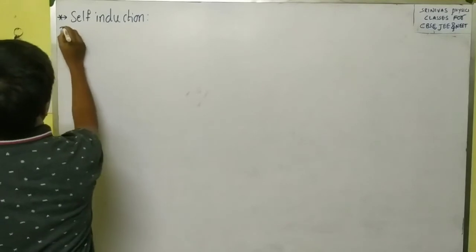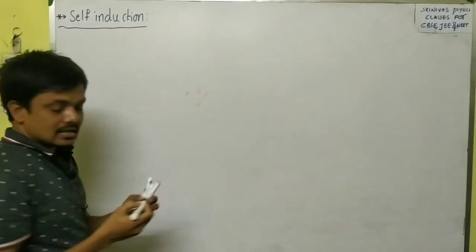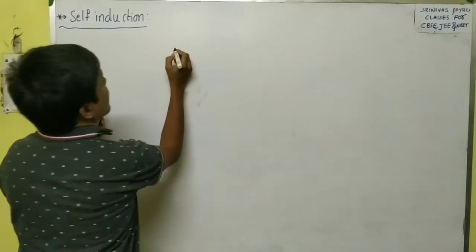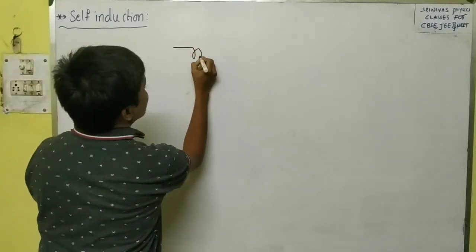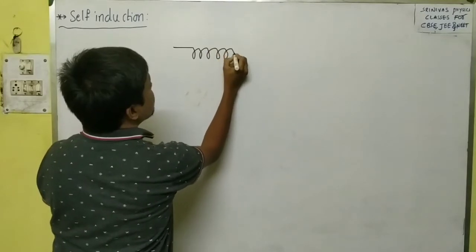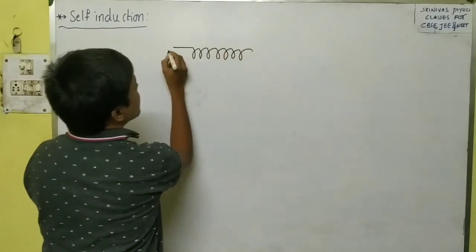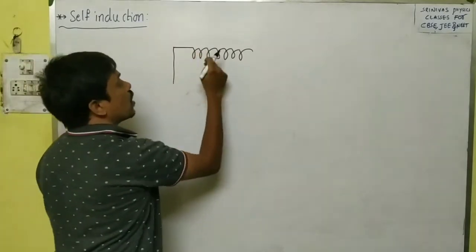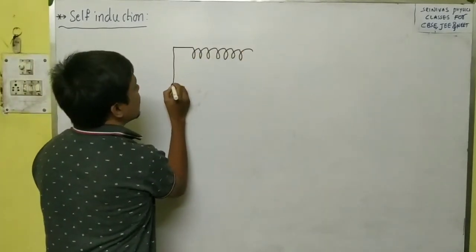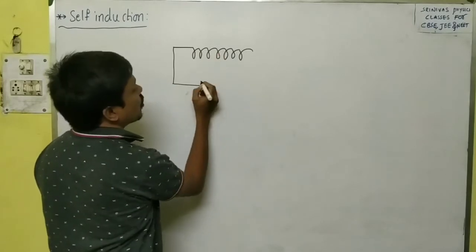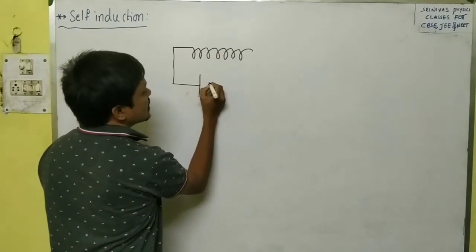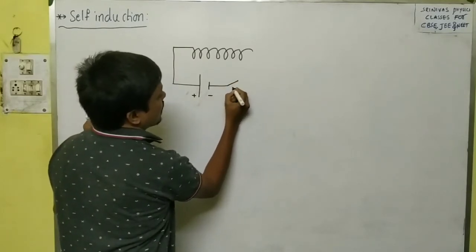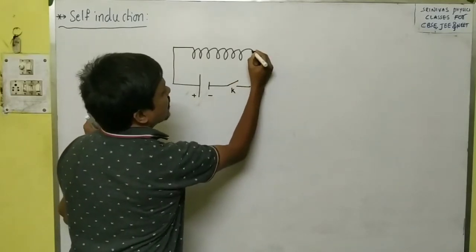First of all, what is self-induction? For example, look here very carefully, this is a coil. A coil means you take a wire, an insulated copper wire, wound over a hollow cylinder, and this is a coil. And this is a battery, which has positive and negative terminals, and there is a plug key.